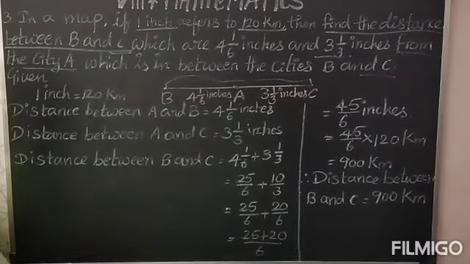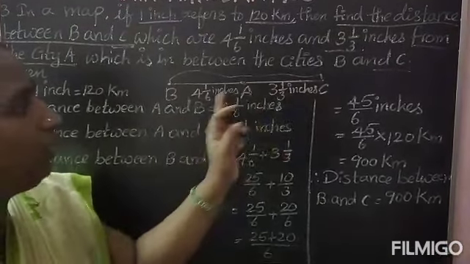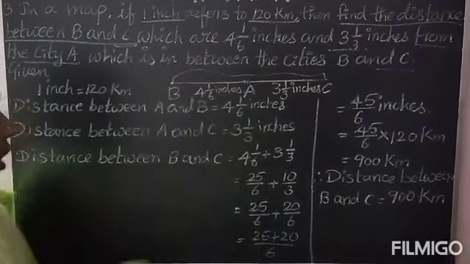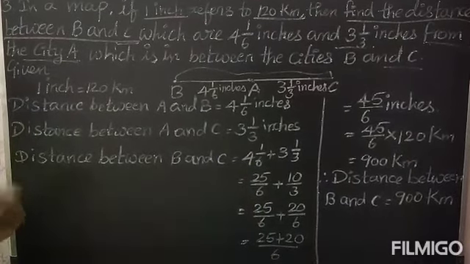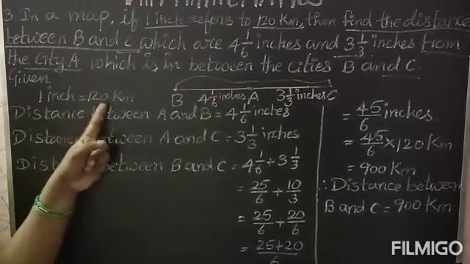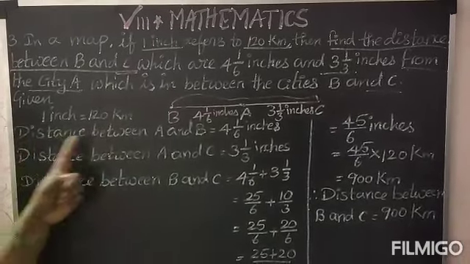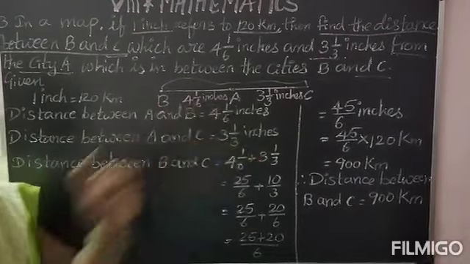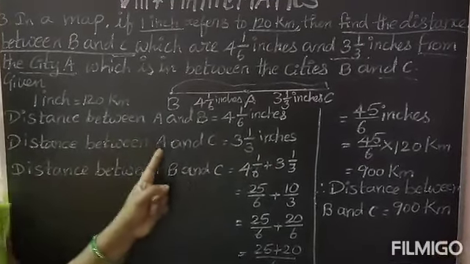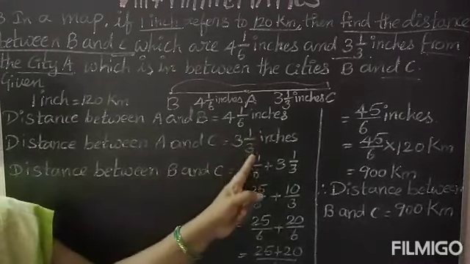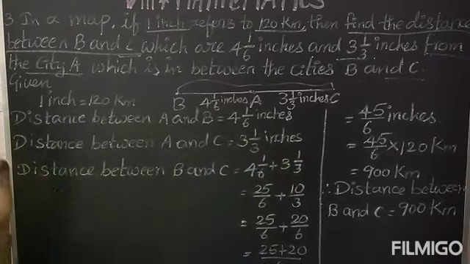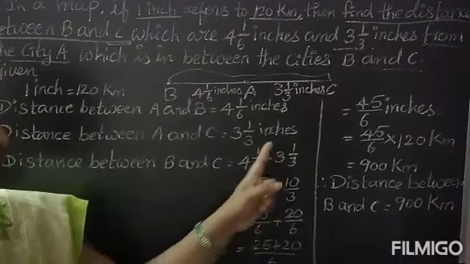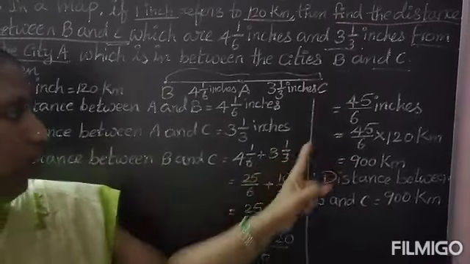What we have to do, any idea? Just we add both these two distances, we will get the distance between B and C. So that only we are going to do now. So write the given first. 1 inch equal to 120 kilometer. Distance between A and B, they given 4 1 by 6 inches. Next, distance between A and C, they given 3 1 by 3 inches. They ask the distance between B and C. So we are going to add both. So 4 1 by 6 plus 3 1 by 3.